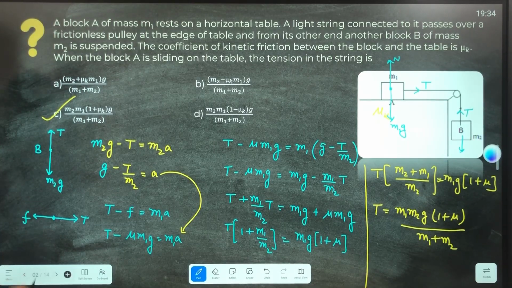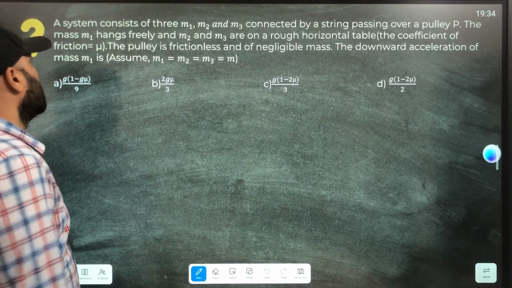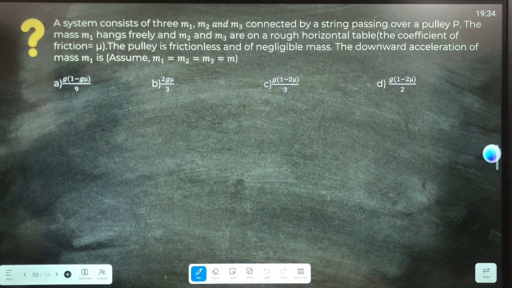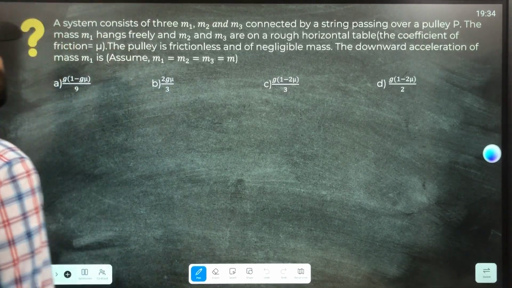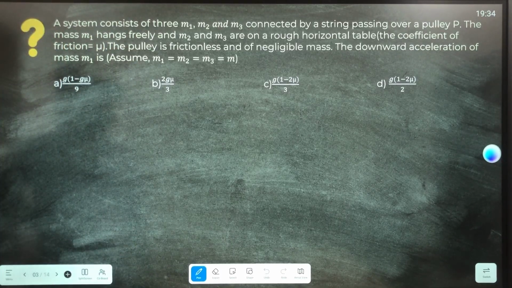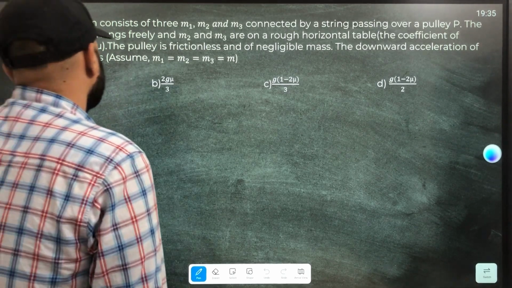Let's move to the third question. Great. Our third question says, a system consists of three masses m1, m2 and m3 connected by a string, passes over a pulley P. The mass m1 hangs freely and m2 and m3 are on a rough horizontal table. Okay, fine. The coefficient of friction is mu. The pulley is frictionless and of negligible mass. The downward acceleration of mass m1 will be how much?